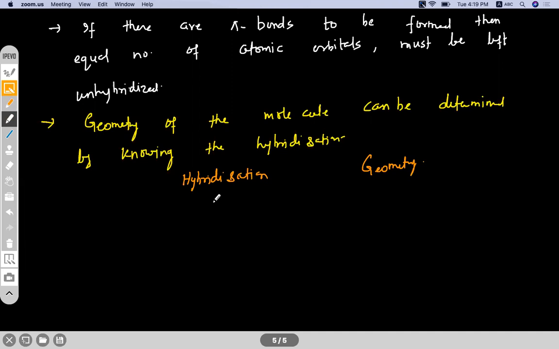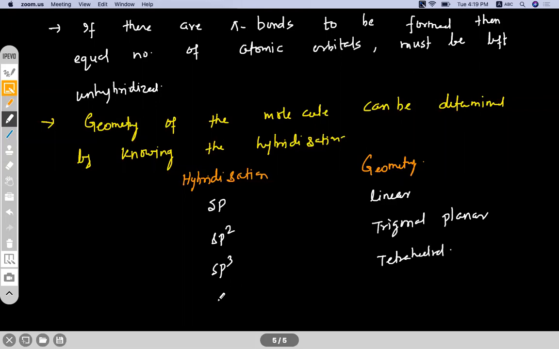So if hybridization is sp, geometry is linear. If hybridization is sp2, geometry is trigonal planar. sp3, geometry is tetrahedral, right? sp3d, then the geometry is trigonal bipyramidal, TBP. sp3d2, geometry is octahedral, and octahedral is nothing but the same as square bipyramid.